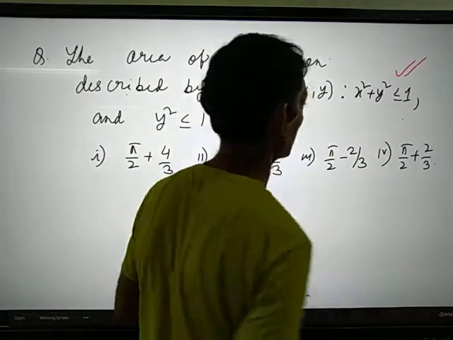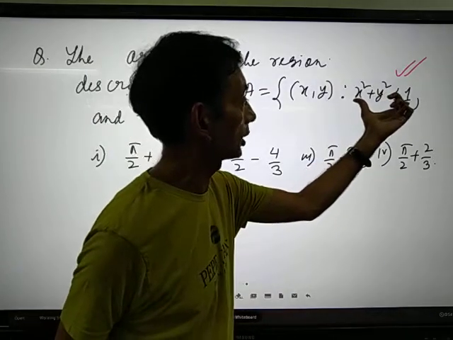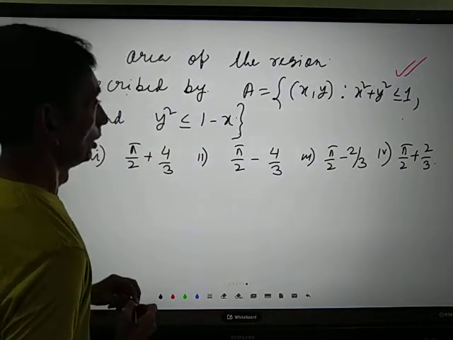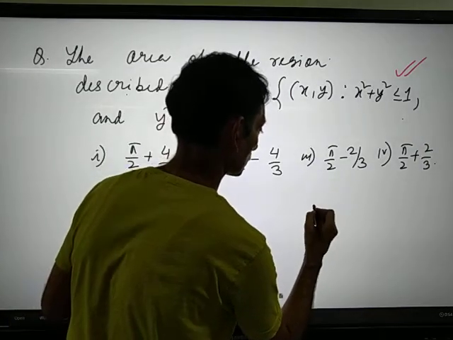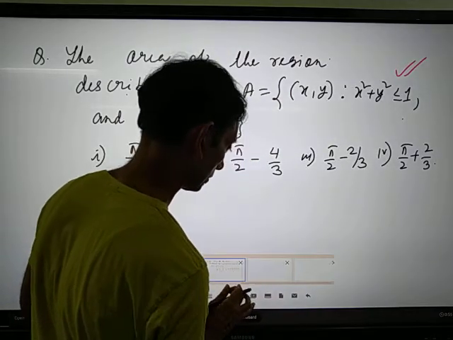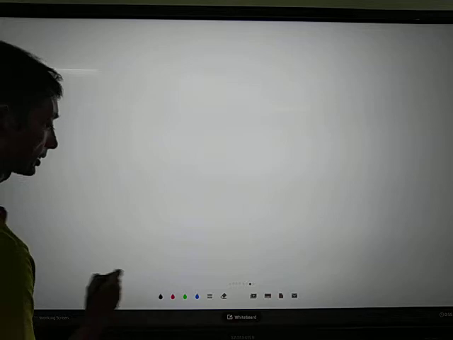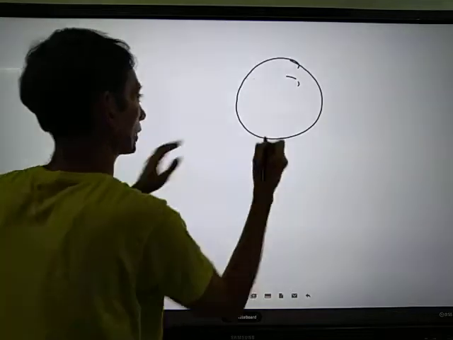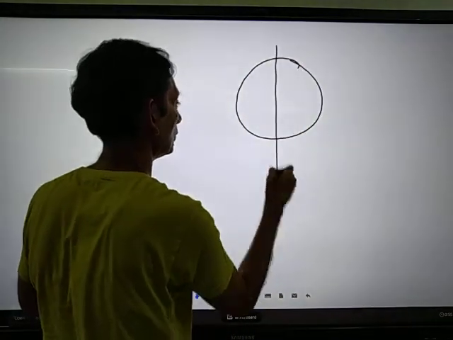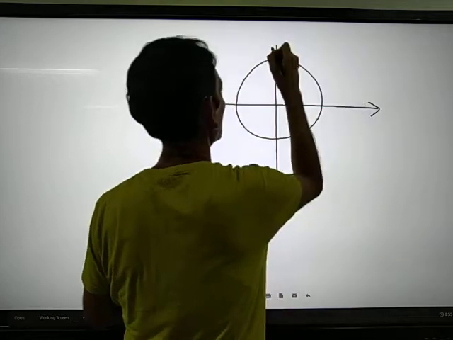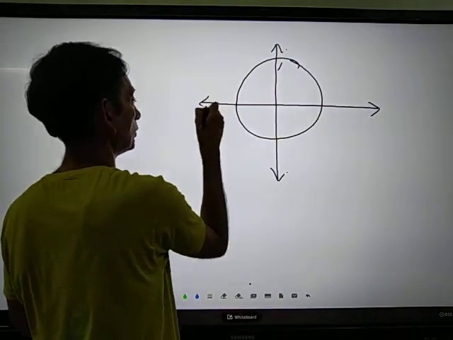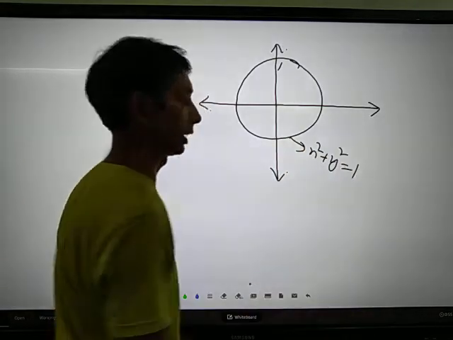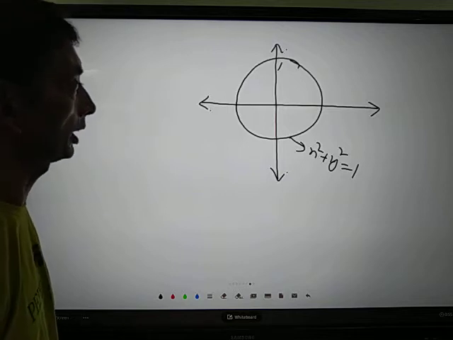This is x squared plus y squared less than or equal to 1. This means we'll first draw the circle x squared plus y squared is equal to 1. We'll draw this, right? And if we draw this, we can just move to our next page. So what is this circle? X squared plus y squared is equal to 1.